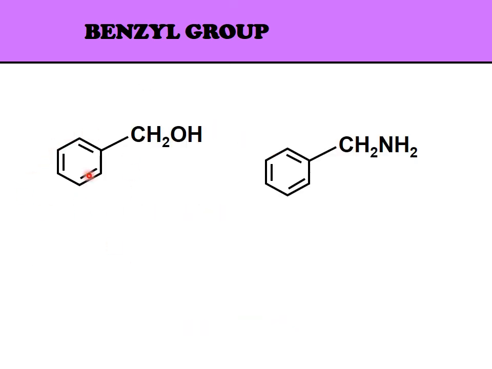So you can see a benzene with a CH2. This is our benzyl group and it is attached to a hydroxyl group. Hydroxyl is alcohol, so we call it benzyl alcohol. And with NH2, our functional group is amine. So it will be benzyl amine.